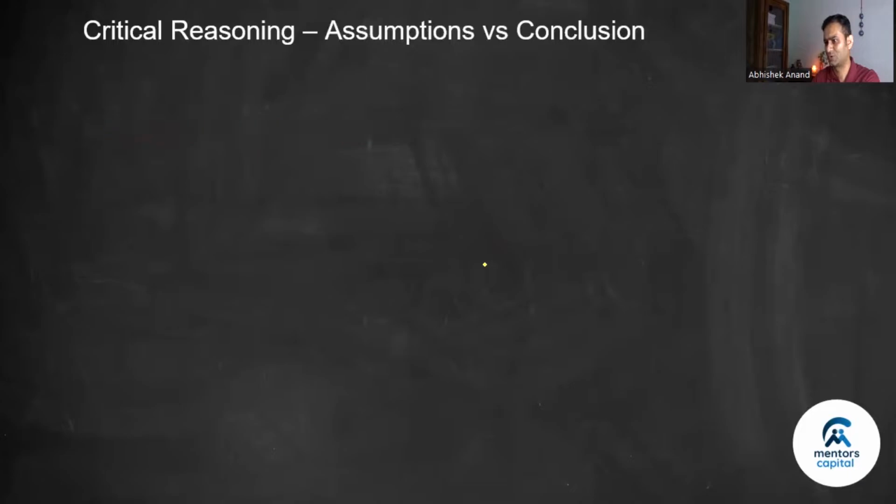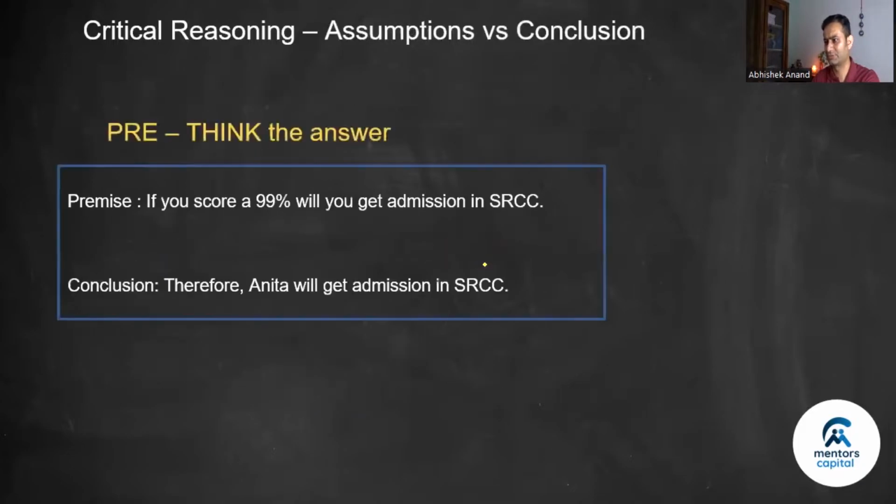All right? So this is what you are supposed to do here. Okay. Now look at this one. Difference between assumption and conclusion. In my first series of lectures, I discussed the toughest part of CR, in which I discussed assumption. The technique that I discussed there was pre-think. You're supposed to pre-think the answer. Do not go to the option choices. So let's say this was the question: if you score a 99%, you will get admission in SRCC. Therefore, Anita will get admission in SRCC. So this is the conclusion given.